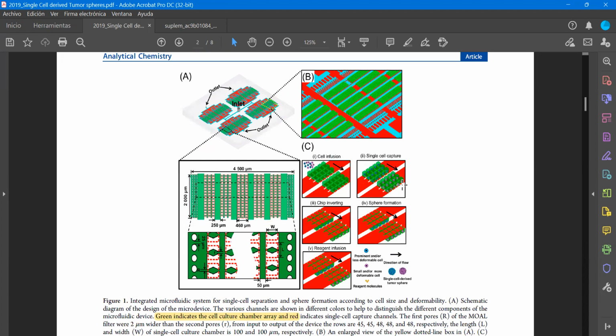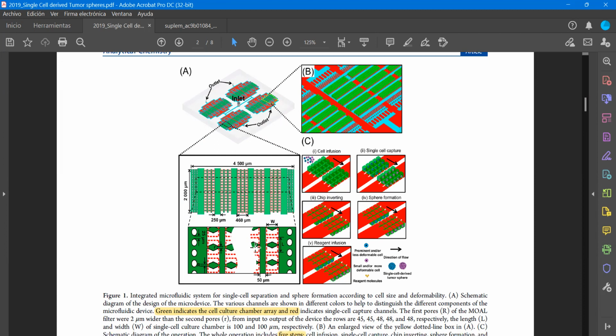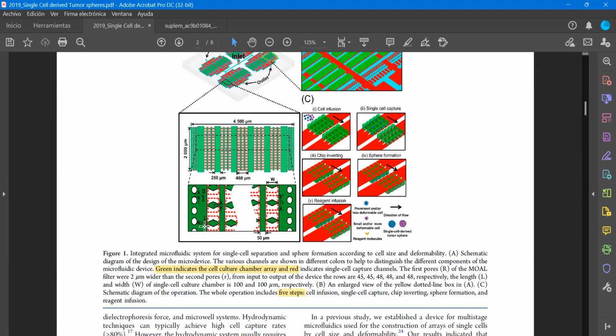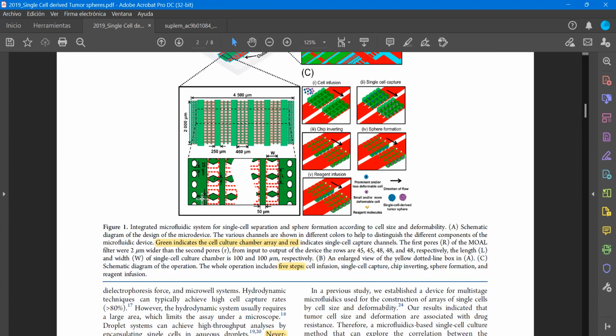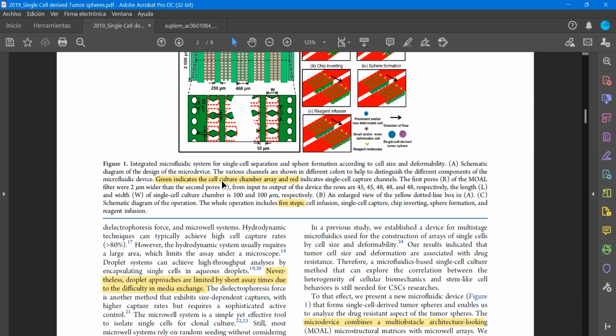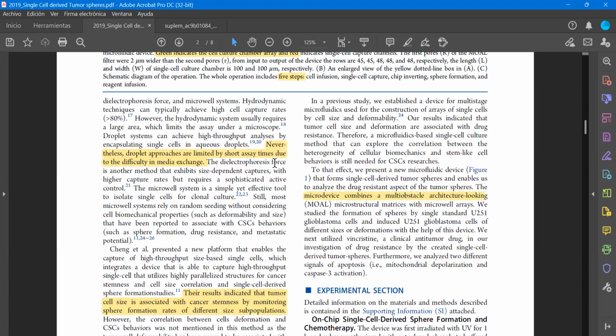So here we see a zoom in of these matrices. Here you see the dimensions, and it's important to notice that the pore called R is 2 microns bigger than the next pore called lower R. And this device is called multi-obstacle architecture looking. So this is why it's called MOLE.